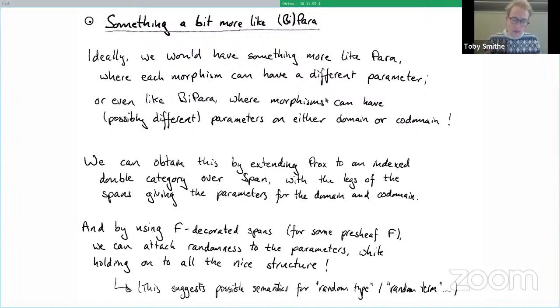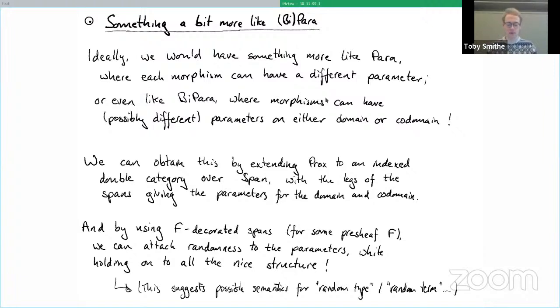And so how do we do this? Well, the way we do this is by extending this prox construction to an indexed double category over the double category of spans in E. And if we take E again to be sets, then of course this is well defined because sets has pullbacks, and so we can form this double category.